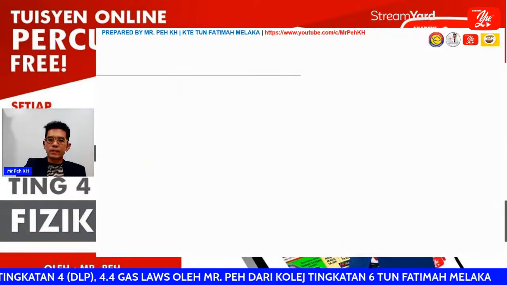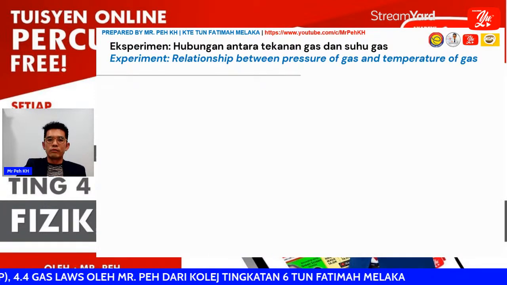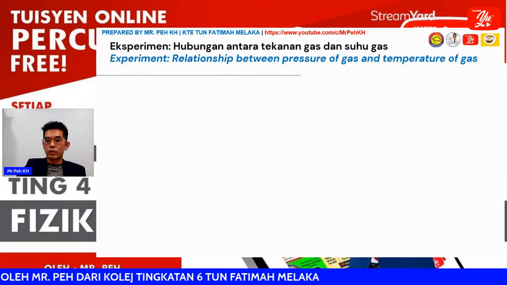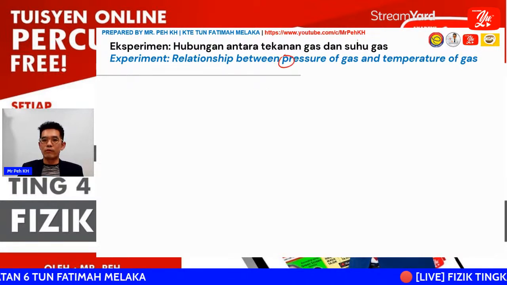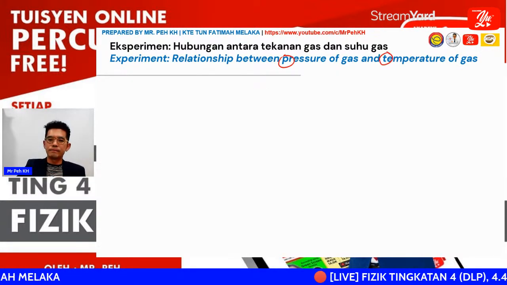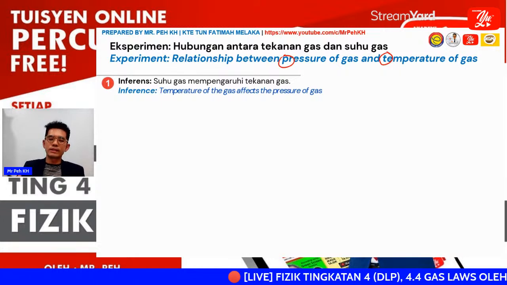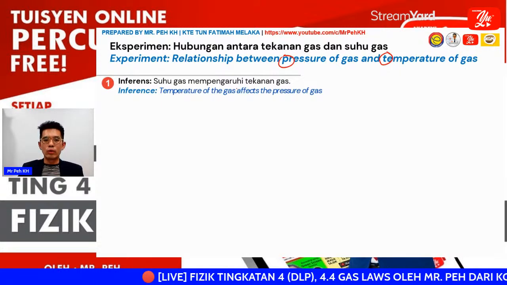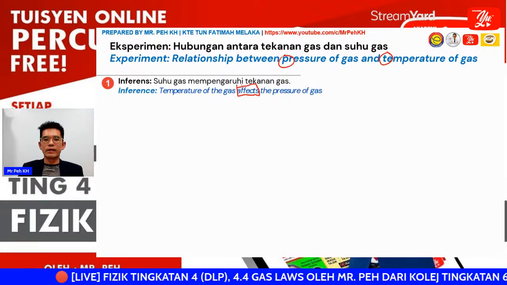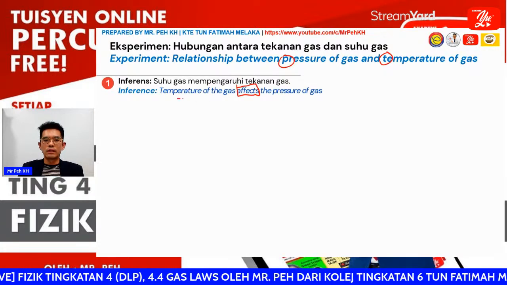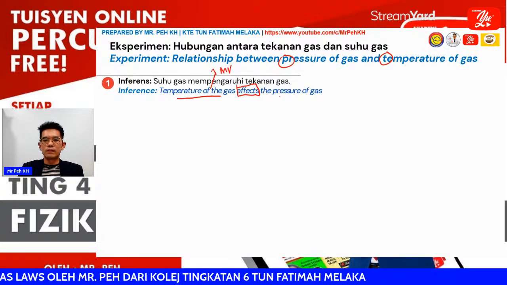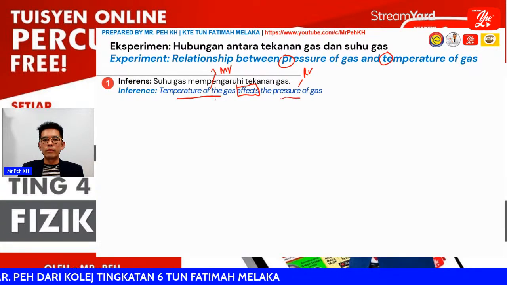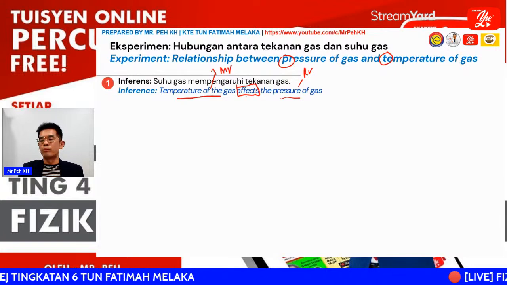Okay, so the next here will be the experiment regarding the Gay-Lussac law or the pressure law, which studies the relationship between the pressure of the gas and the temperature of the gas. So the inference, just now I showed already, I taught you how to write. In the middle here you can write affects. The front here refers to the manipulated variable, the pressure here refers to the responding variable. So the temperature of gas affects the pressure of gas.